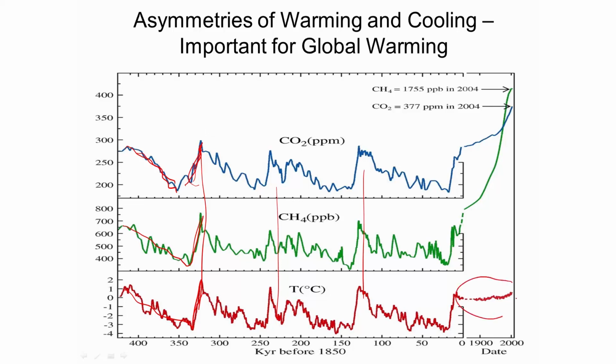And in the global warming context, as I said, we are increasing CO2 and methane first, and the temperature is responding, whereas here orbital forcing was giving you temperature change first, glacier was responding, and then CO2 and methane were responding. So, these asymmetries must be understood.